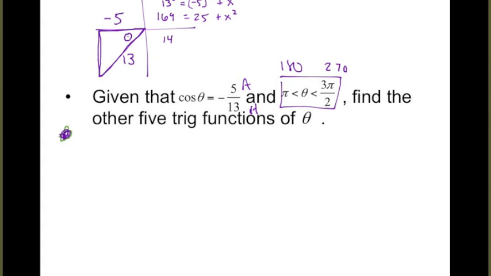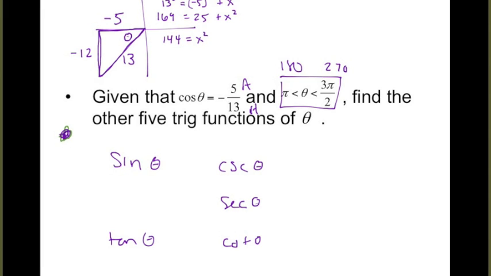And subtracting that out, we get 144. Square root of that is 12. But direction-wise, that 12 is going downwards, so it's a negative 12. Once the triangle is labeled out, we can find the missing trig functions. So we need sine. We don't need cosine because they gave it to us. We need tangent, cosecant, secant, and cotangent.